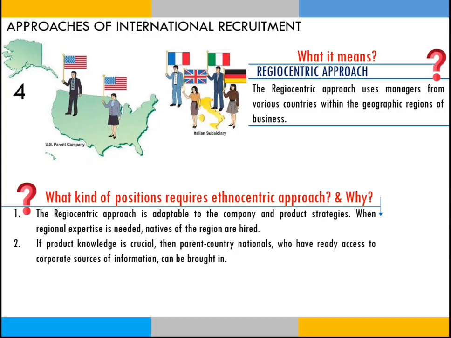So these are the four approaches for international recruitment. You have the ethnocentric approach, which is basically a home country orientation. Then you have the polycentric approach, which is basically a host country orientation. Then you have the geocentric approach, which lays emphasis on hiring talent wherever it is best available in the world, sourcing the talent from that particular country. And the last one is the regiocentric approach, in which an organization hires people from a specific region, because by and large that is the region where the company is operating. So these are the four approaches to international recruitment.